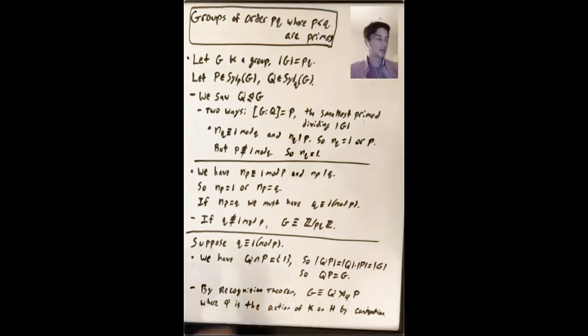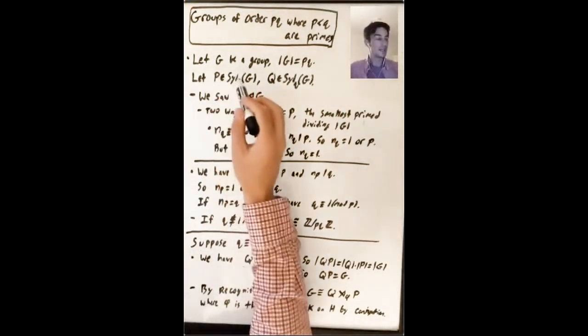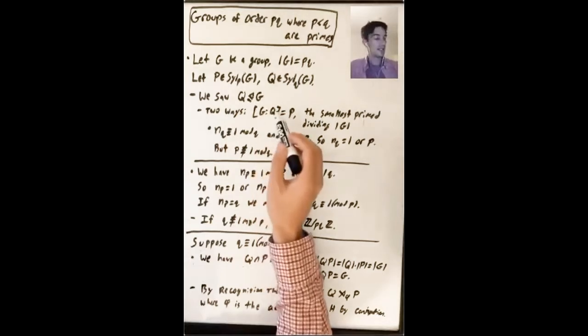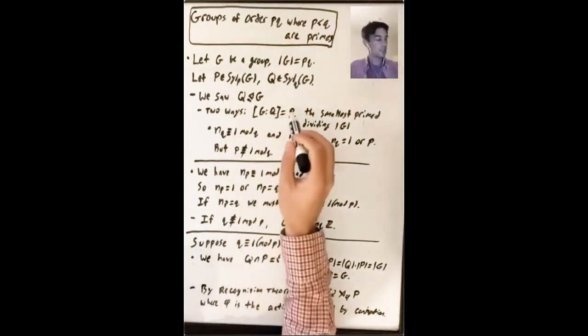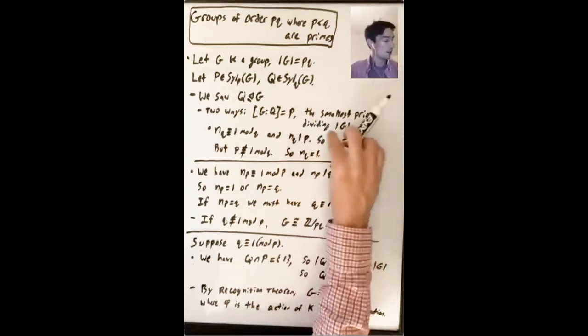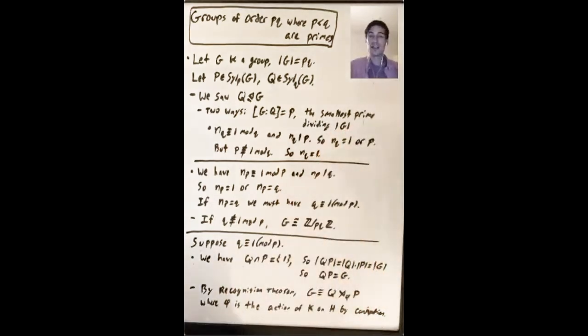So let's say G is a group of order pq. Let's say P is a Sylow p-subgroup and Q is a Sylow q-subgroup. So we've already seen that Q has to be a normal subgroup in G. And there are two different ways that we could see this. One, what is the index of Q in G? It's p. And that is the smallest prime dividing the order of G. So we already saw that if you have a subgroup whose index is the smallest prime dividing the order of the group, it's automatically normal.